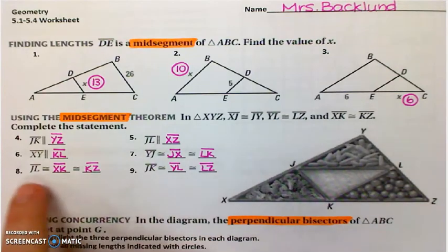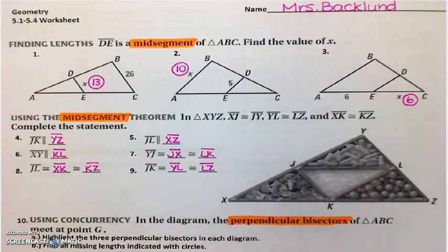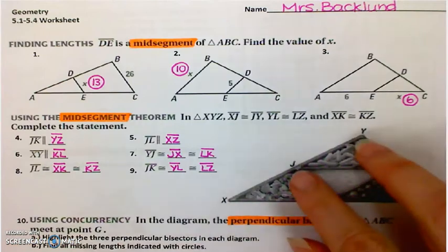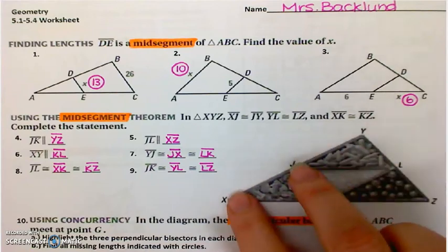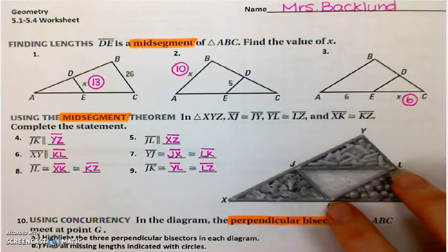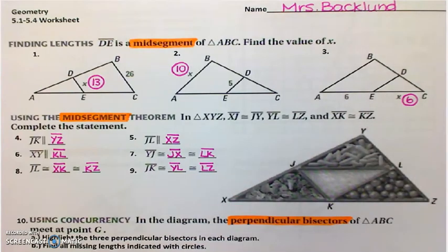As far as 7, 8, and 9, the congruent pieces, well, for YJ, we know that J is a midpoint, so JX would definitely be congruent, but also LK is going to be half of that length, so LK's length should be the same as all three of those.